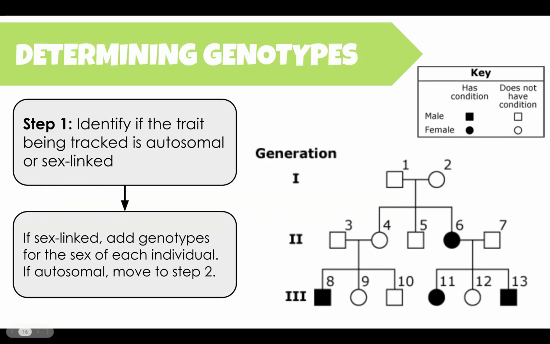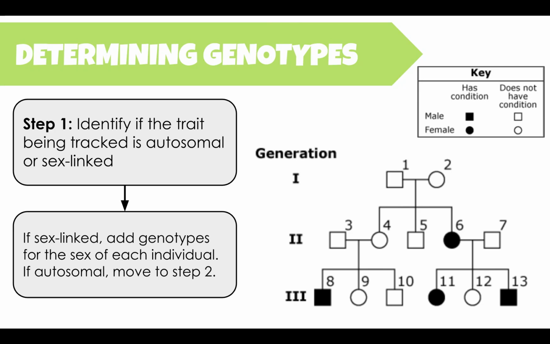So now the tough part with pedigrees is going through and determining genotypes. Now that we figured out what type of trait we're dealing with, I want to go through and be able to label the genotypes of every individual in my pedigree. So we're going to go through this step by step. I have a pedigree here that has 3 generations, and I have my key up here showing me males versus females and who has a trait versus doesn't. So the first step is to figure out in this pedigree, is the trait autosomal or sex-linked?